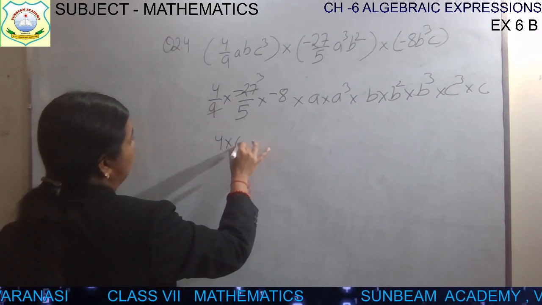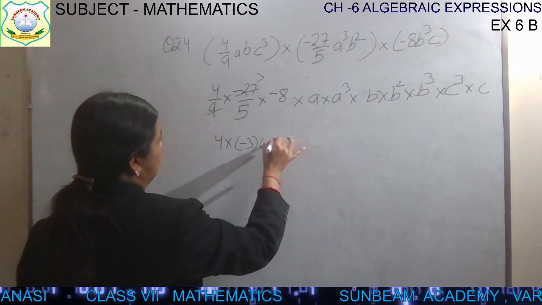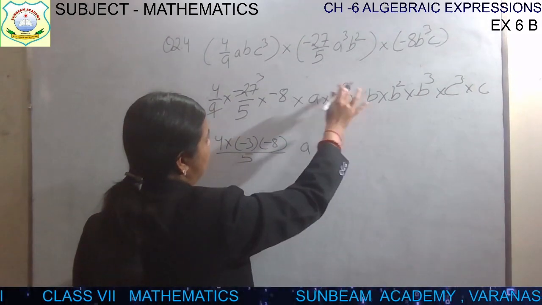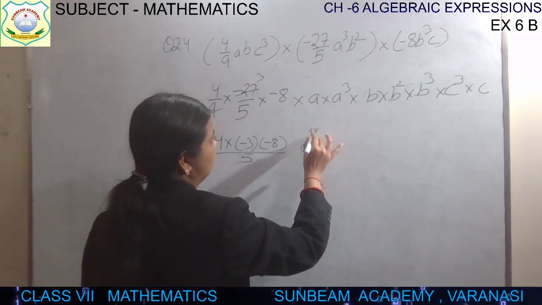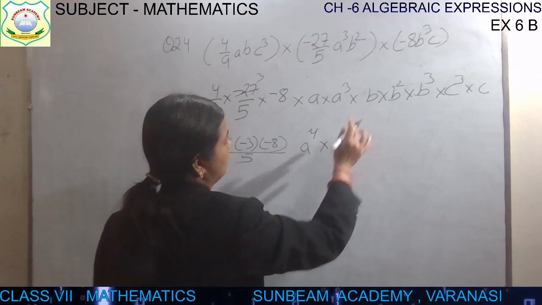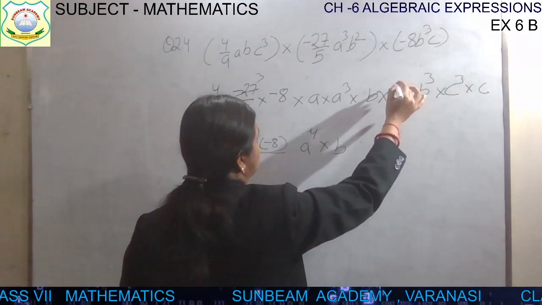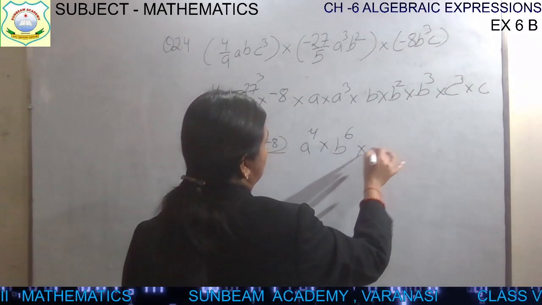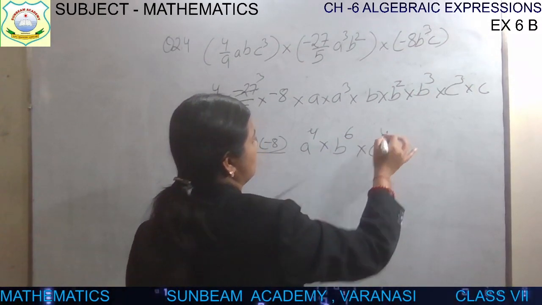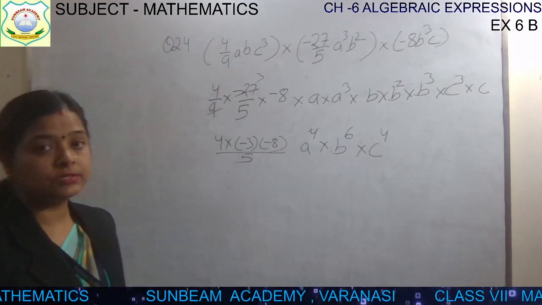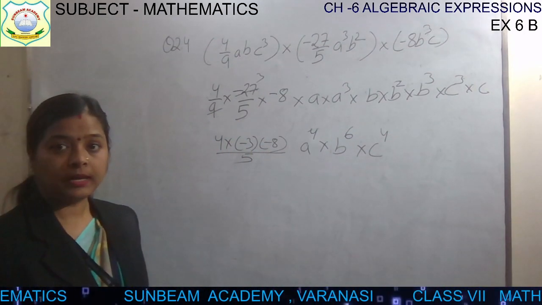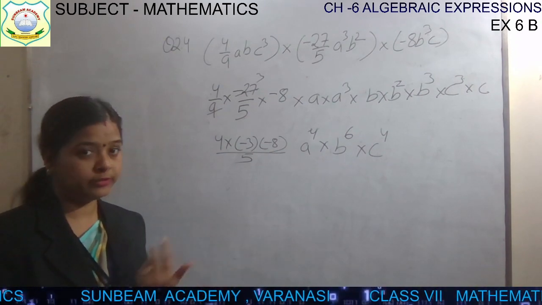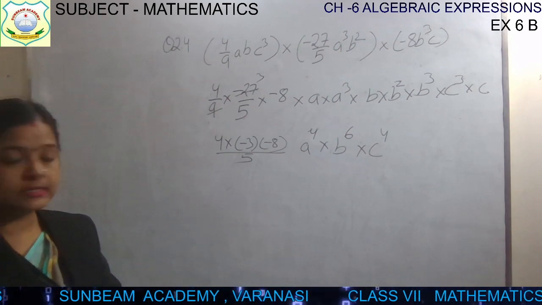Now if you will multiply, 9 3s are 27, then no number can be further simplified. 4 into minus 3 into minus 8 divided by 5. Okay, a to the power 1 plus 3, that is a to the power 4. Then b to the power 1 plus 2 plus 3 means b to the power 6, and c to the power 3 plus 1 means c to the power 4. This is your answer. Okay, and now what you will do, you will put the value of a, b, c which is given in the question, that a is equal to 1.